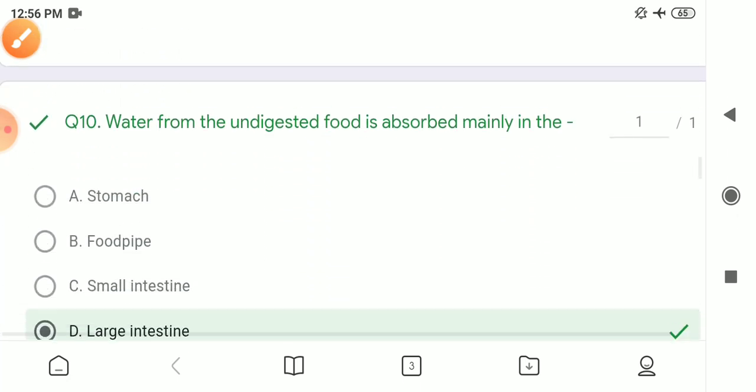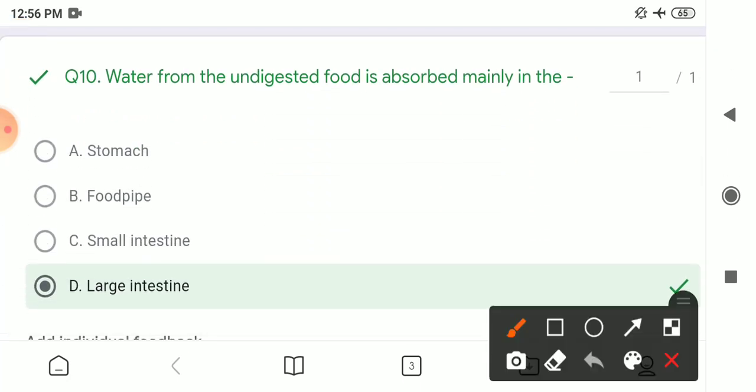Next is 10th number. Water from the undigested food is absorbed mainly in the blank. The options are stomach, food pipe, small intestine or large intestine. So here your answer is option D, that is large intestine. The water is absorbed in the large intestine from the undigested food.